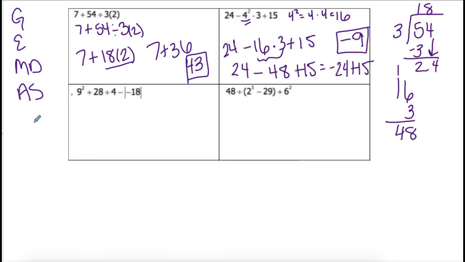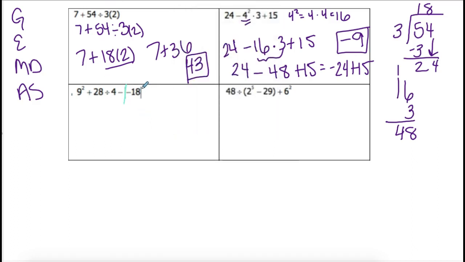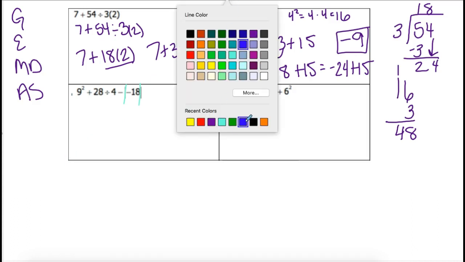Okay, we look at the next one, grouping symbol. We need to talk about this grouping symbol that's right here. These straight up and down lines. Straight up and down lines are what we call absolute value. Absolute value means the distance something is from 0.